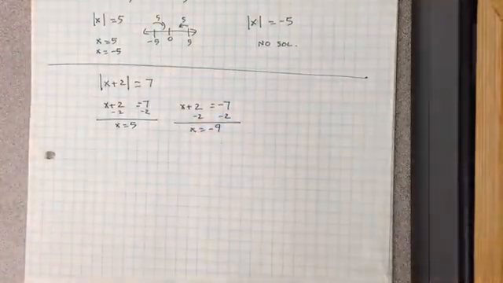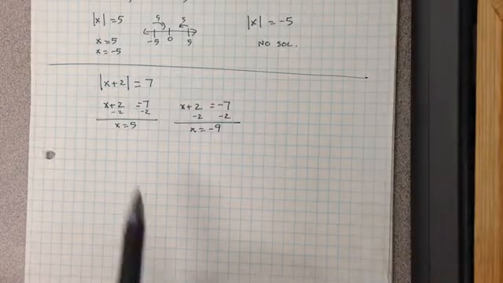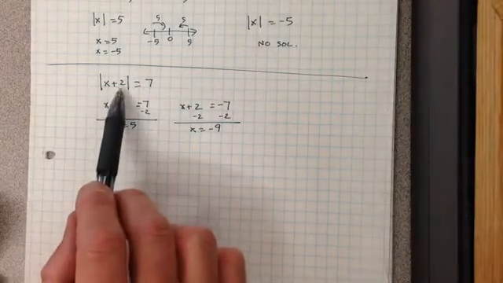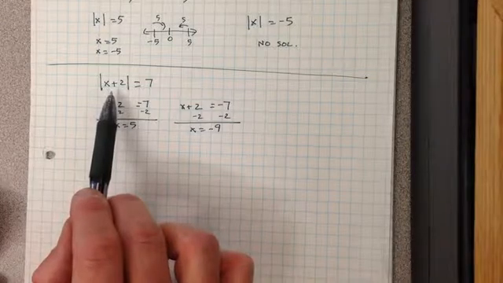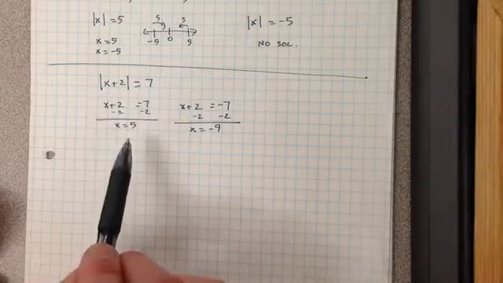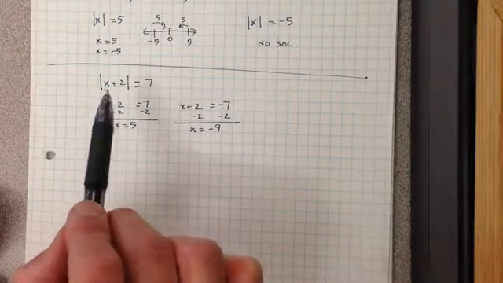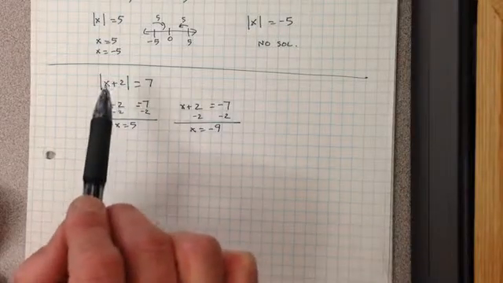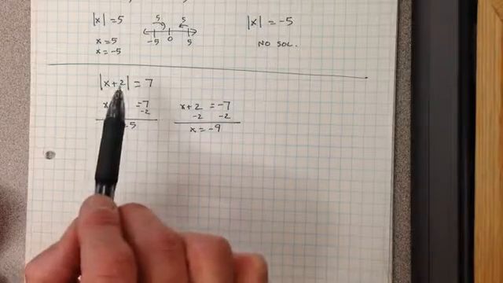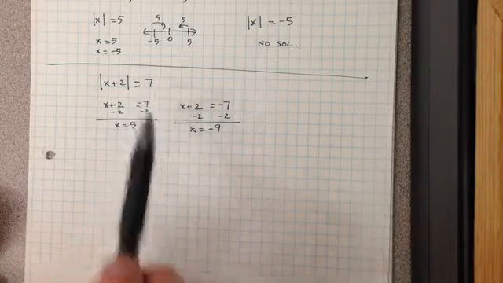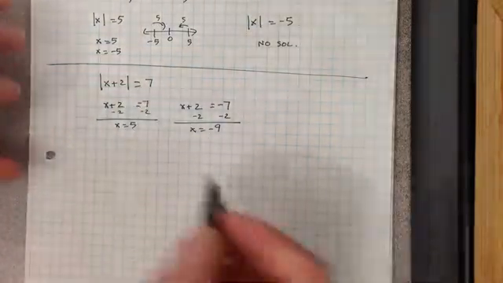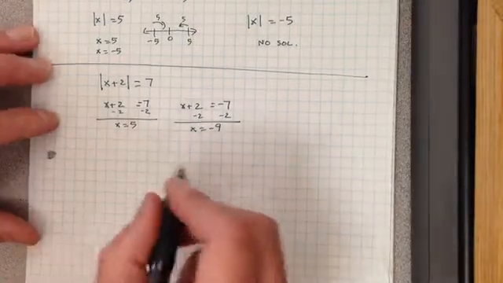And if we plug these in to check to see if it works out, hopefully it will. 5 plus 2 is 7. The absolute value of 7 is indeed 7, check. Next value, negative 9, let's plug it in here. Negative 9 plus 2 is negative 7. The absolute value of negative 7 is indeed 7, check 2. You can take that idea and just keep running with it.